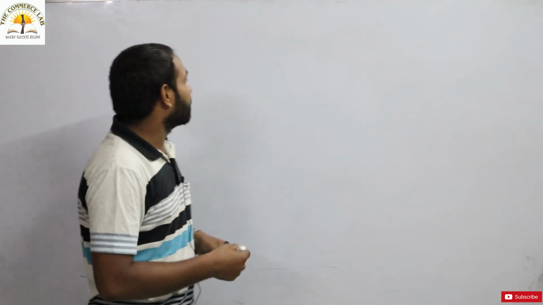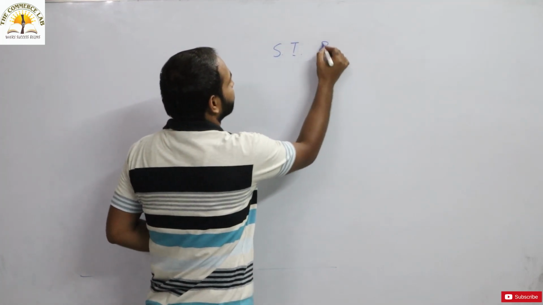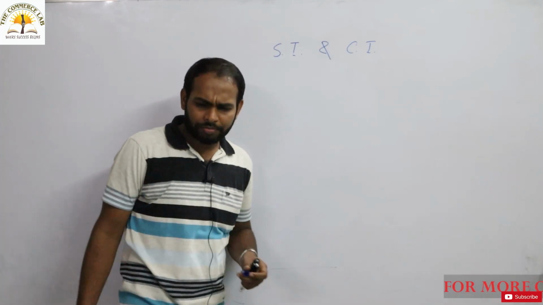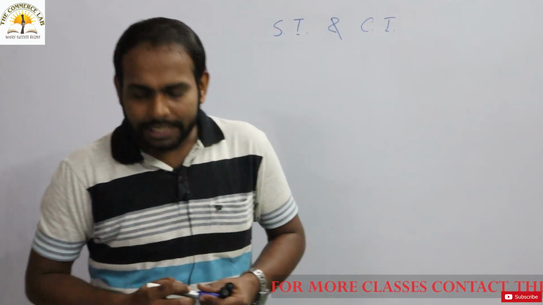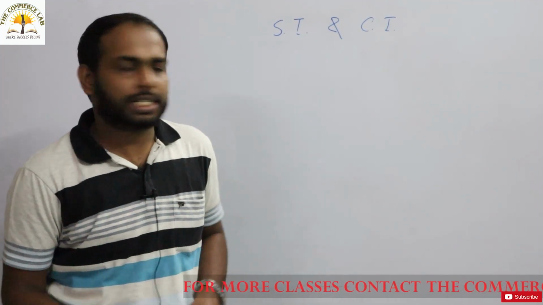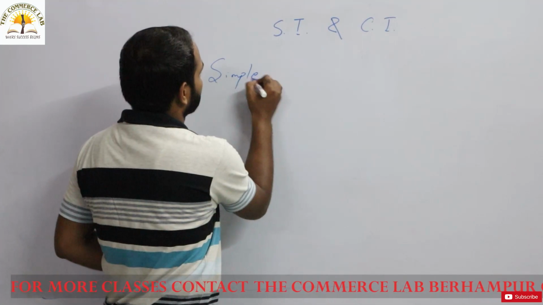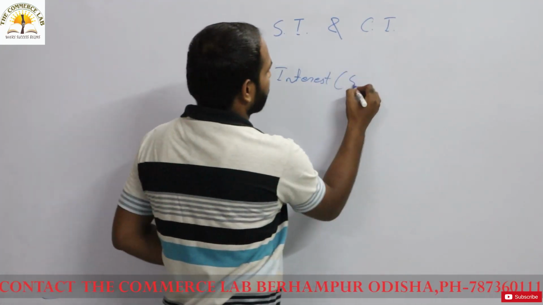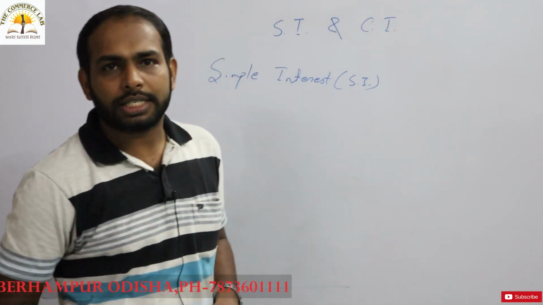Let's start today's topic, that is SI and CI. What do you mean by SI and CI? This is known as simple interest and compound interest. So let's first write down what is simple interest.